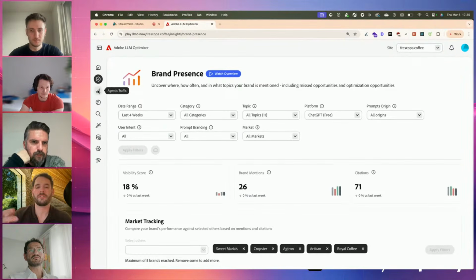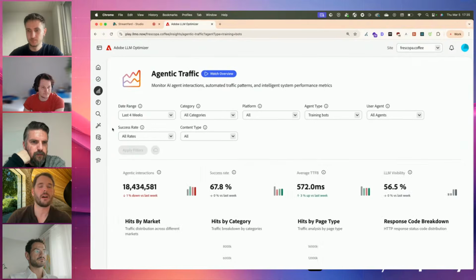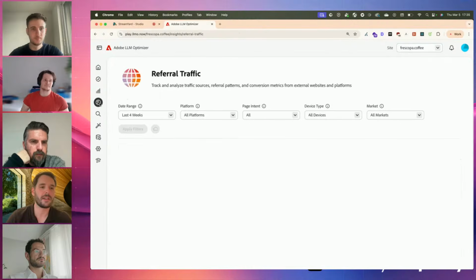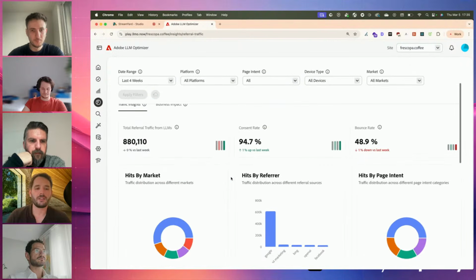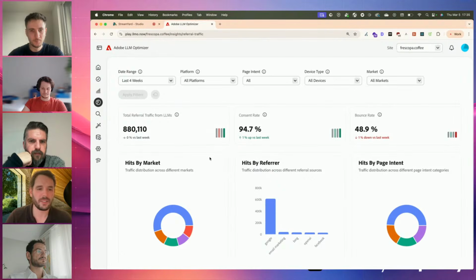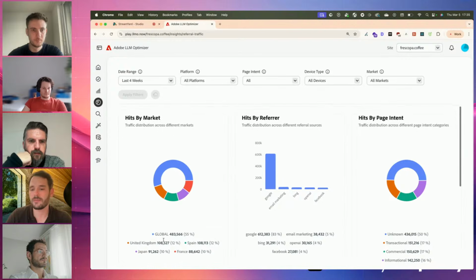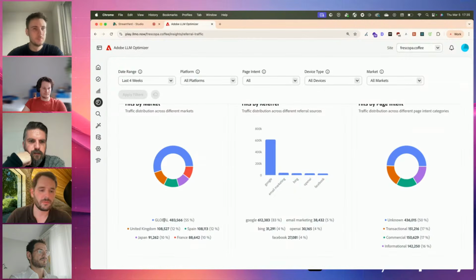So you have the overall visibility on the platforms themselves, then you have how often bots hit your website, and then you have how often users hit your website, which might be a very important part of the topic. So in this one, again, all data is a bit dummy, but we say that we got 880,000 traffic from LLMs. You can see all platforms, and we got that information from global, which is usually US for most markets.